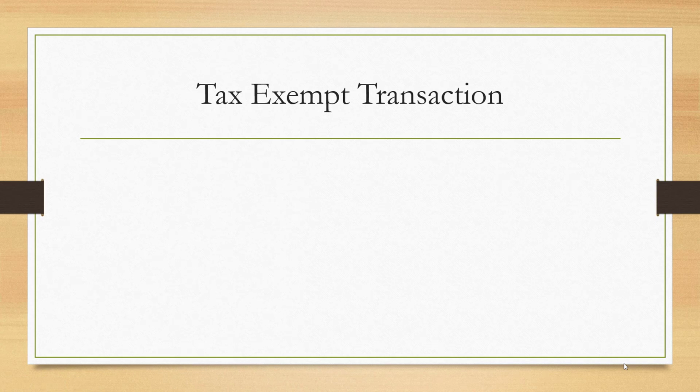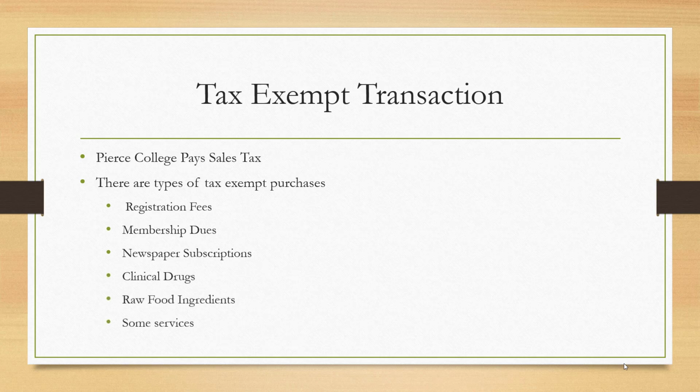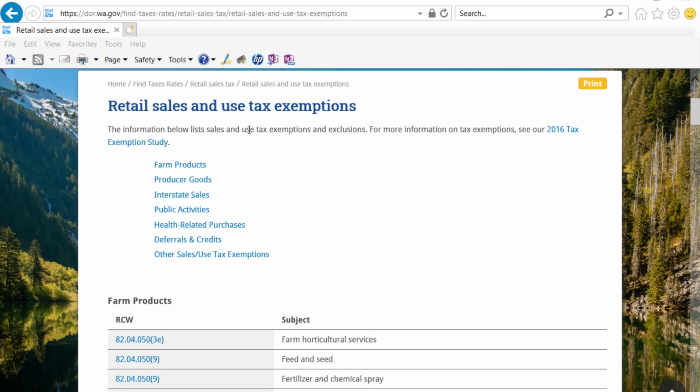It is important to note that Pierce College pays sales tax. We are not a sales tax exempt agency, but there are types of purchases that are tax exempt. These purchases are generally registration fees to conferences, membership dues, a newspaper subscription, clinic drugs, raw food ingredients, and some services. For a full list of tax-exempt items and services, please visit the Department of Revenue's website at dor.wa.gov, or find the link at the Procure to Pay webpage on the Pierce College intranet.